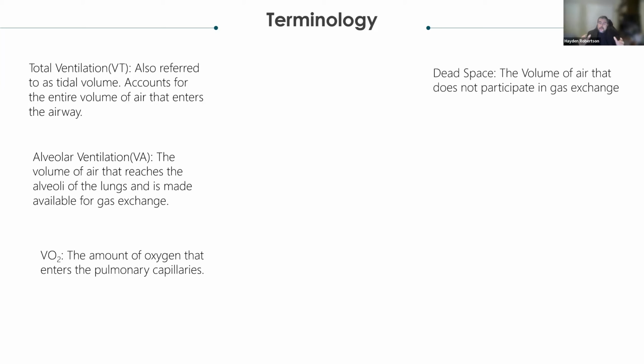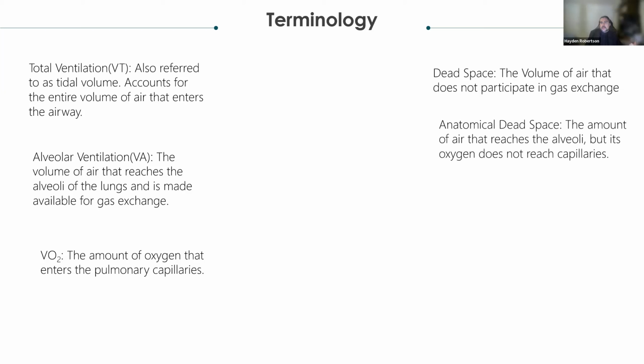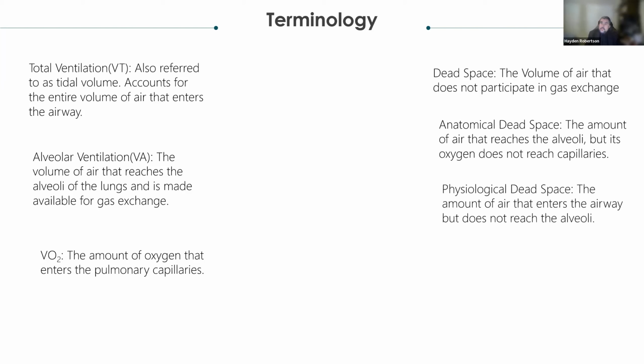Now, for all of the volumes of air that did not have their O2 participating in gas exchange, we refer to that as dead space. The anatomical dead space, kind of like alveolar ventilation but the unsuccessful version of it, that's the air that does successfully reach the alveoli. However, it does not participate in gas exchange and enter the capillaries. We have the physiological dead space that accounts for everything else. All the air that we took in, all of the total ventilation that never participated in gas exchange and didn't even reach the area where it would have been a candidate to participate in gas exchange.